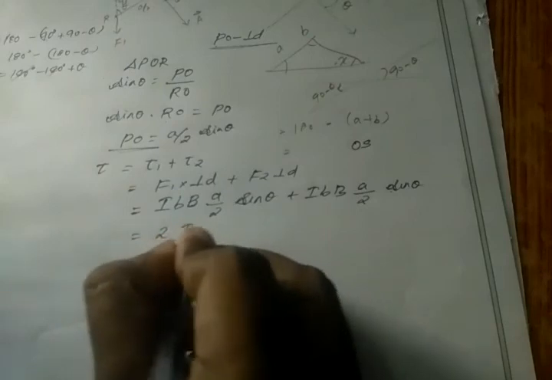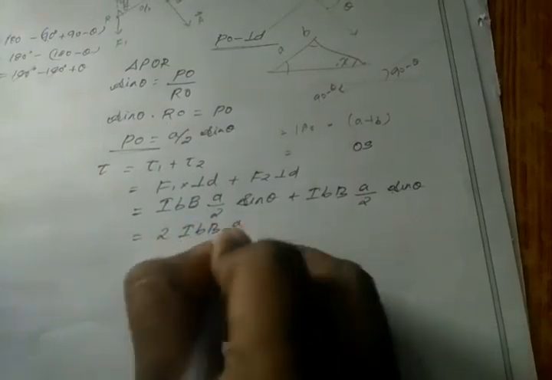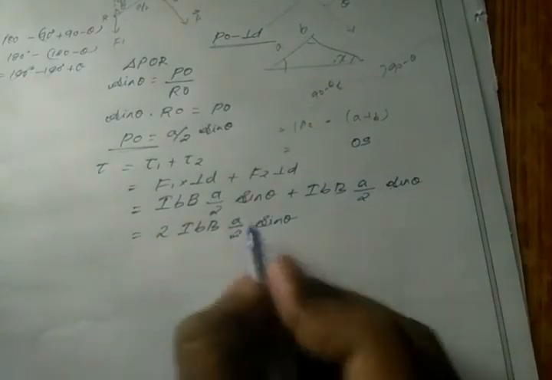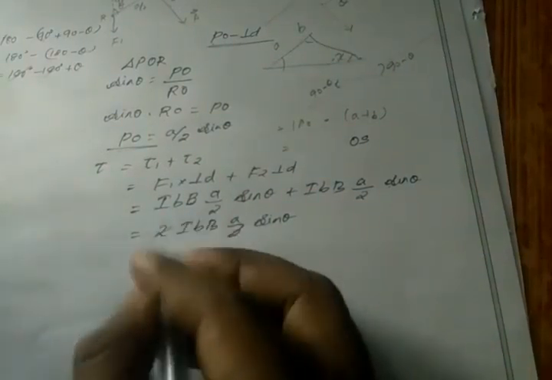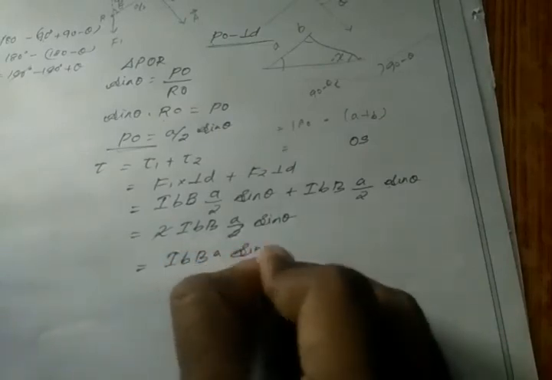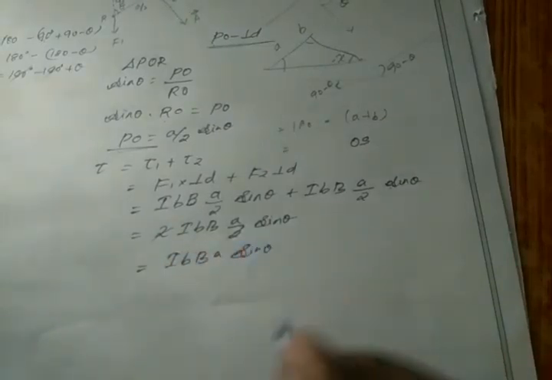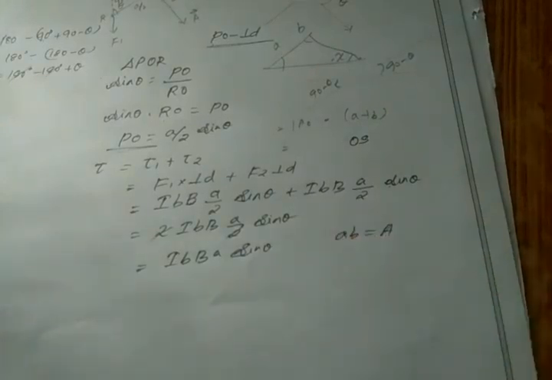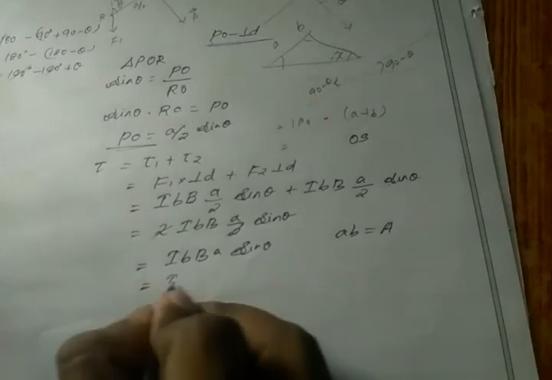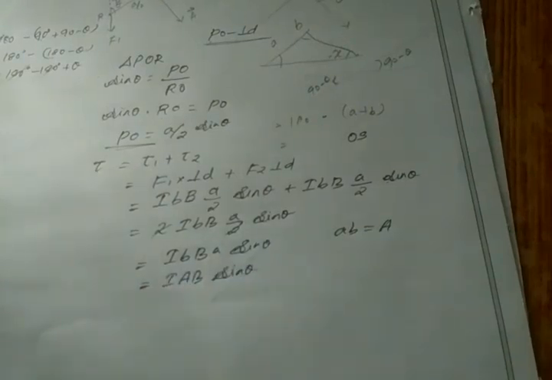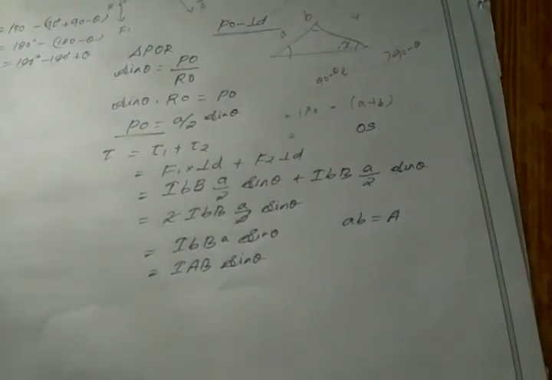So we got two terms. I can write 2 IbB times A by 2 sine theta, right? The 2 gets cancelled, then we get IbBA sine theta. What is Ab here? Ab is nothing but the area of the rectangle. So I can write IAB sine theta. Here I means current, A means area, B means magnetic field.